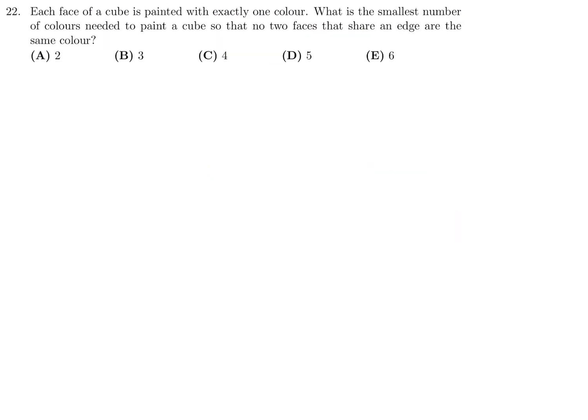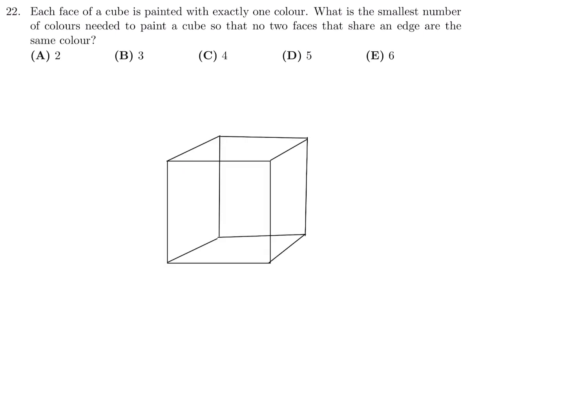Each face of a cube is painted with exactly one color. What is the smallest number of colors needed to paint a cube so that no two faces that share an edge are the same color? Well, let's draw a cube and let's talk about this. You have to remember that each face has four edges, right? So if you have one face, let's say it's red, then none of those other four can be red. So that's the first thing to consider.